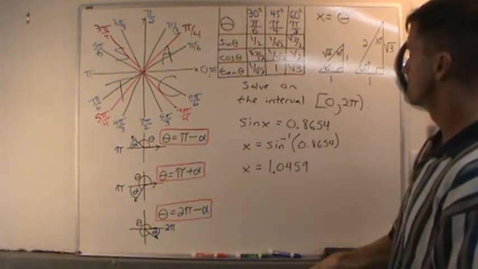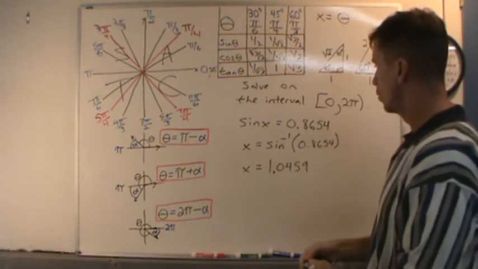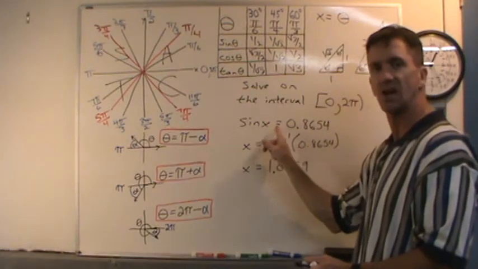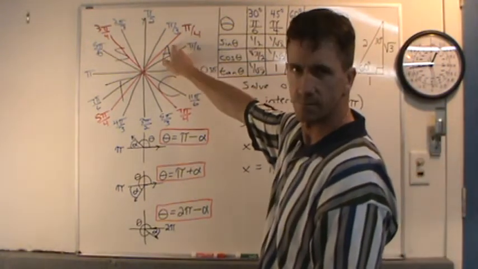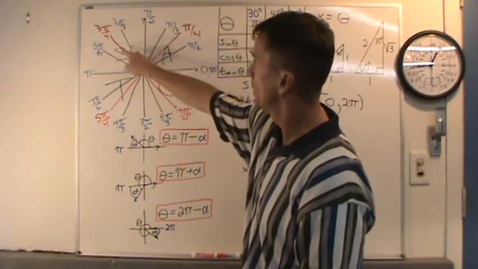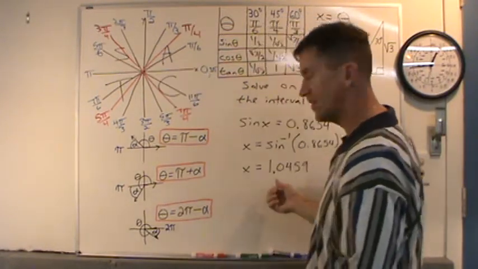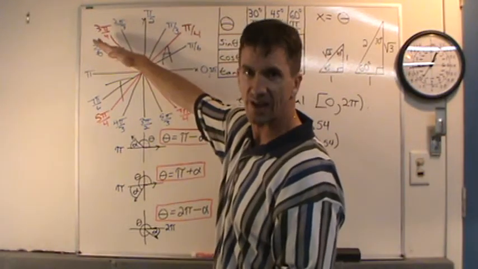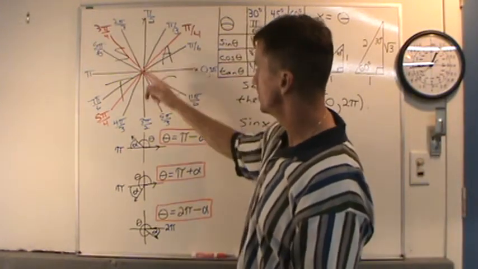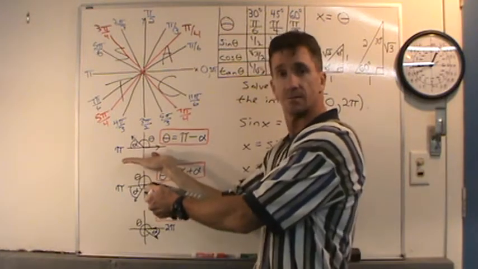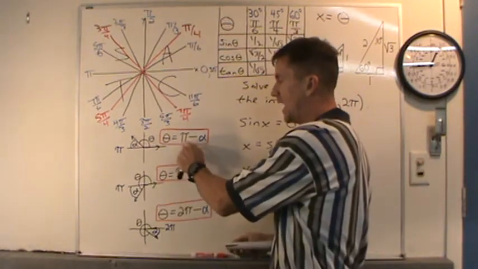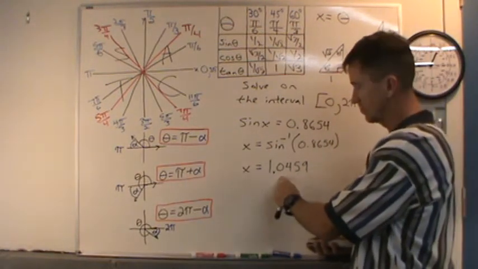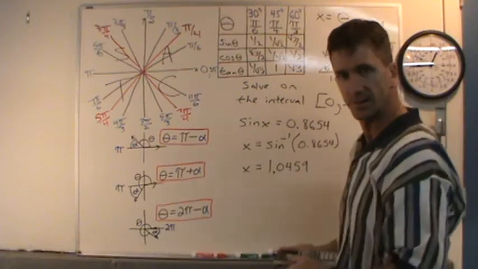Now, we need another solution. Well, this gave a positive value here of sine. Where is sine positive? Quadrant 1, because all trig functions are positive, but also quadrant 2. So we need to find another solution where that angle rotated into quadrant 2 and that angle's in radians. So how do I do that? Okay, here we go. I take pi and I subtract the reference angle. In this problem, this would be the reference angle right here, this 1.0459. It's an acute angle.